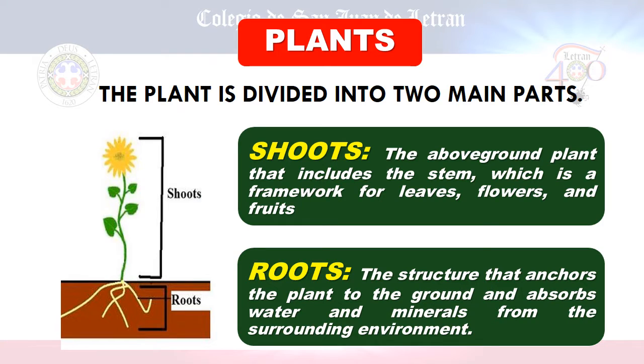So a plant is divided into two main parts. We have the shoots and the roots. When we talk about shoots, these are the structures above ground of a plant that include the stem, leaves, flowers, and fruits. When we talk about roots, these are the structures that anchor the plant to the ground and absorb water and minerals from the surrounding environment.